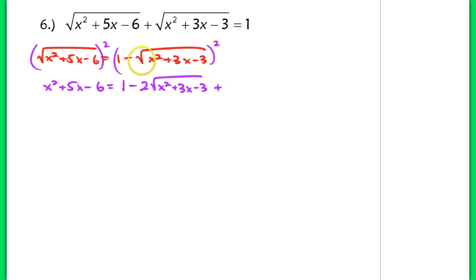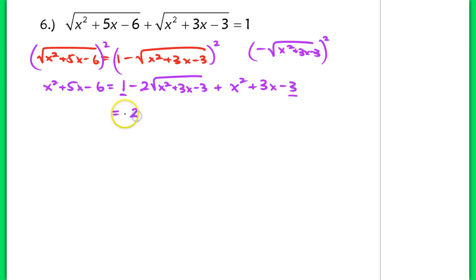Then for the last term, I need to square that radical. So I'm essentially squaring negative root x squared plus 3x minus 3. Okay, so that's why it ends up being positive, because we're squaring that, but also the radical will completely drop. So I have x squared plus 3x minus 3. Now I think it's best to probably just simplify the right-hand side. So I have this 1 and this negative 3. So let's write the radical first. So I have negative 2 root x squared plus 3x minus 3 plus an x squared plus 3x minus 2. Okay, that's with those two combined.